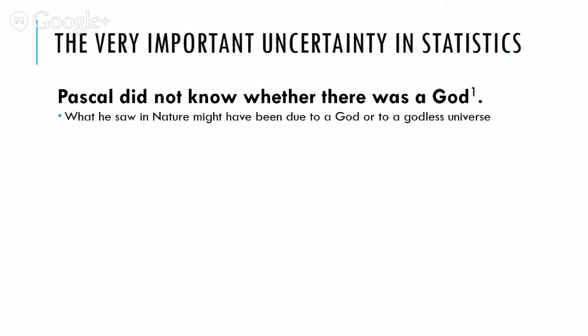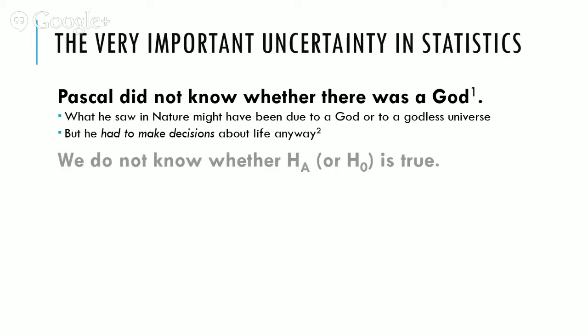Pascal didn't know whether there was a God. What he saw in nature, the empirical data, he couldn't make that 100% certain as an indicator of yes or no, there's a God. But he still had to make decisions. He had to live his life. He had to decide probably whether to go to church and things like that, whether he was going to be a reasonable guy according to the moral values that his religion was teaching.